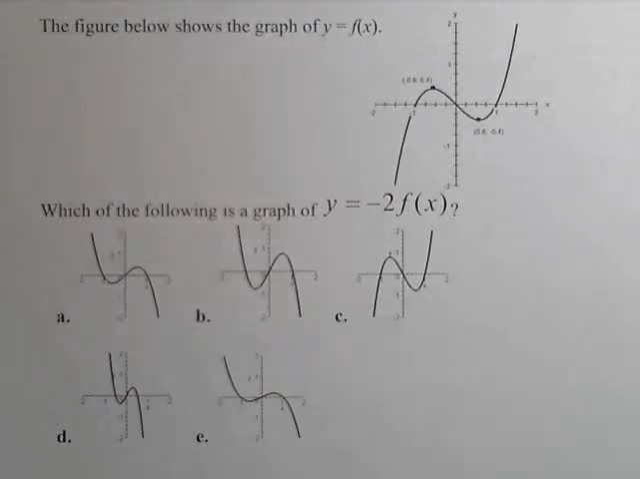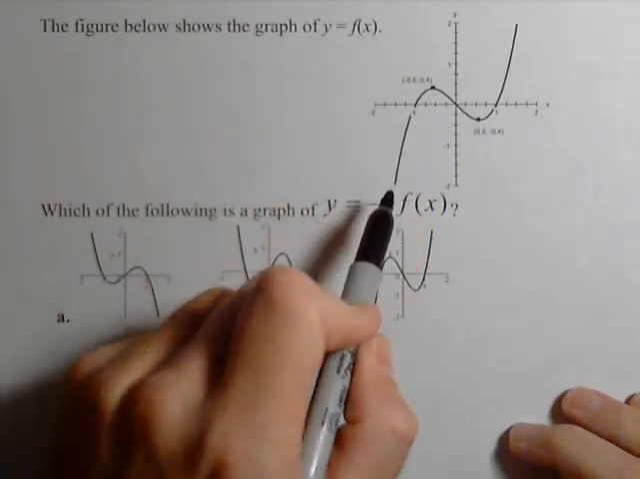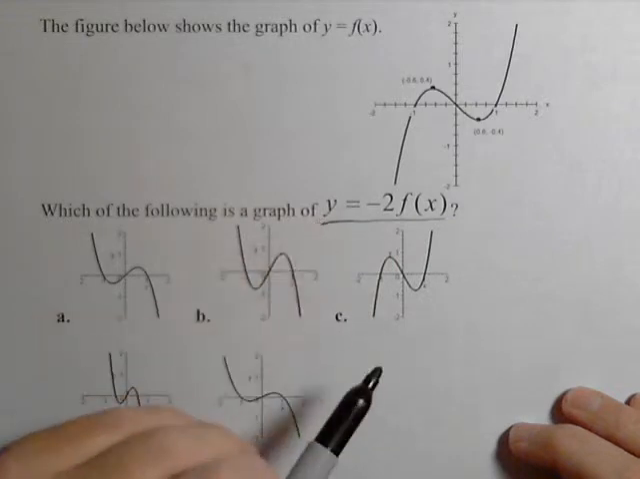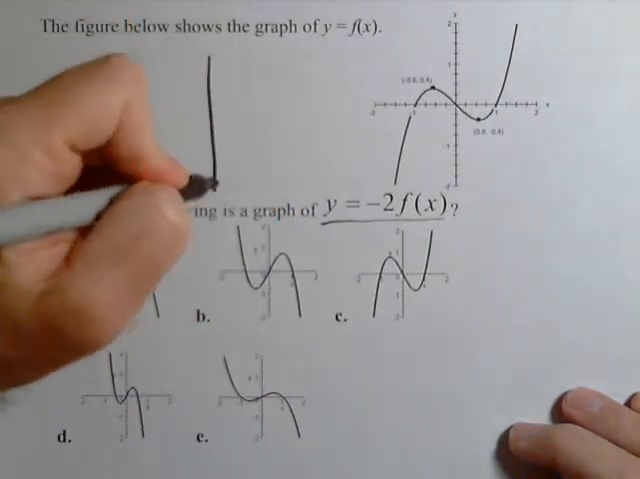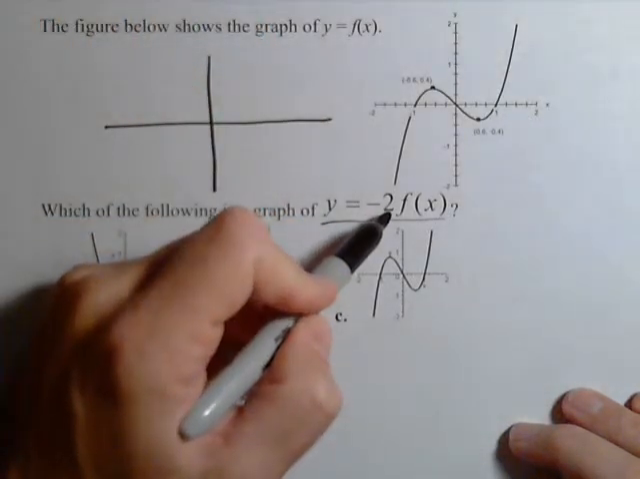In this video we're going to look at doing a transformation graphically of a function. And so we have our function here. It looks like about a cubic, and that's f of x. And we want to identify the graph of negative 2 f of x. So what this particular transformation does is multiply all our y values by negative 2.